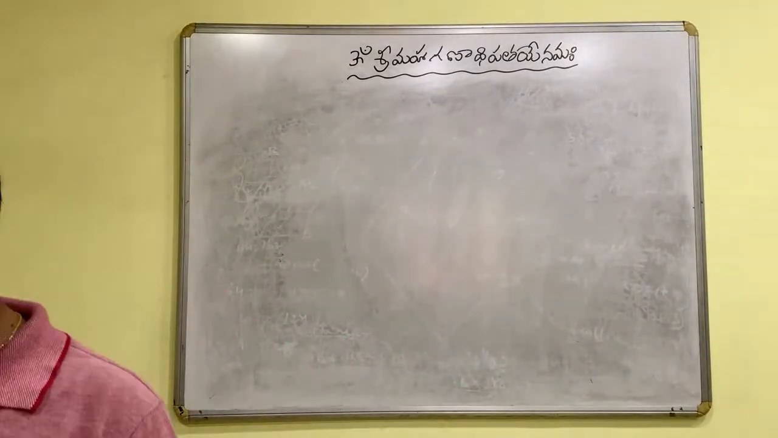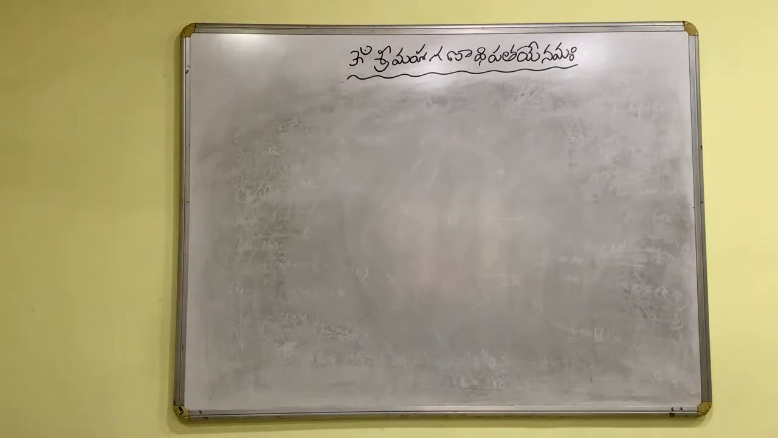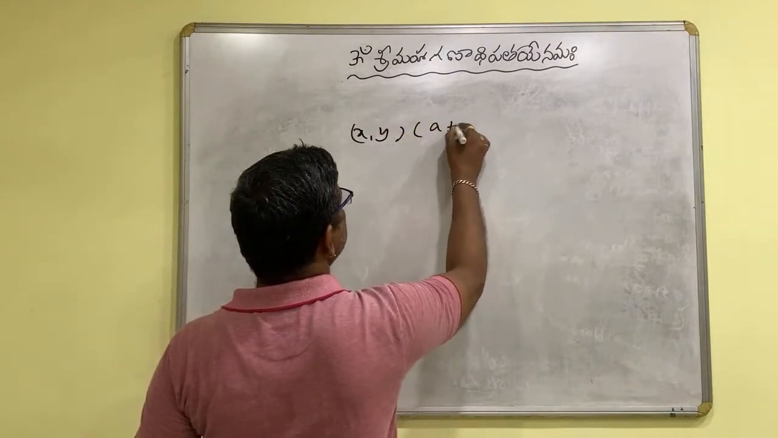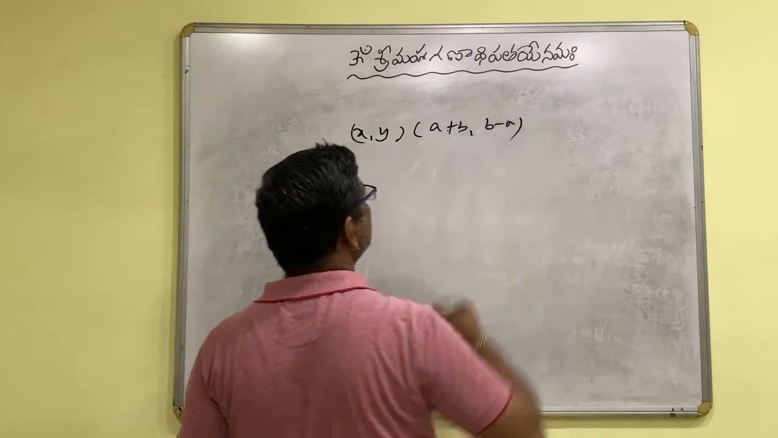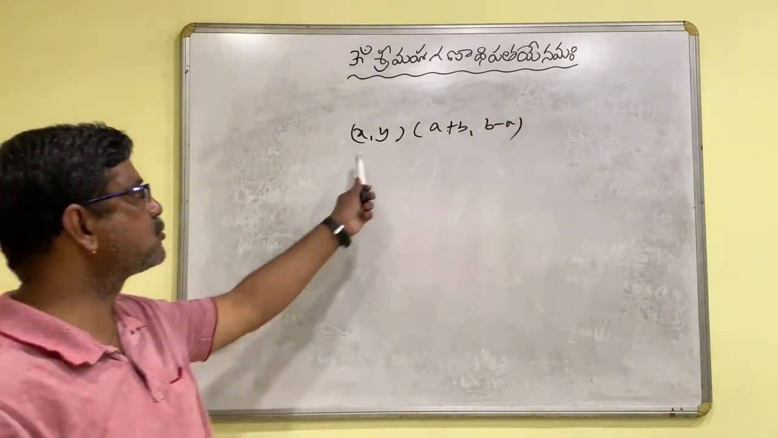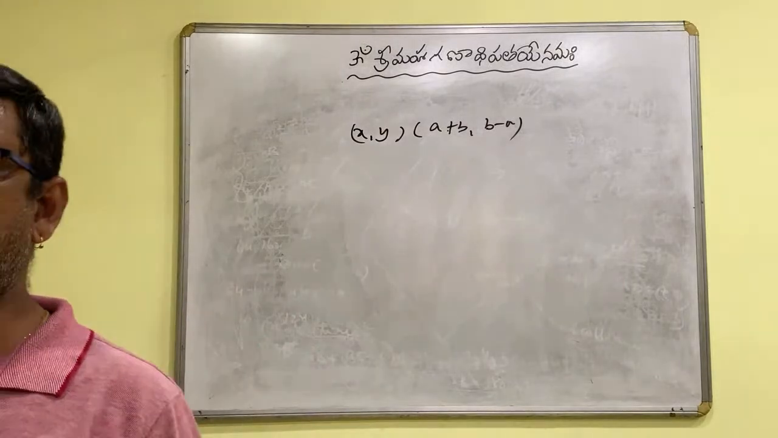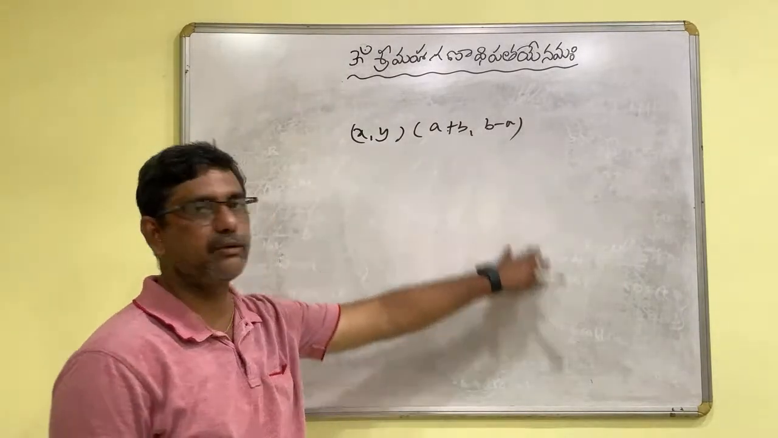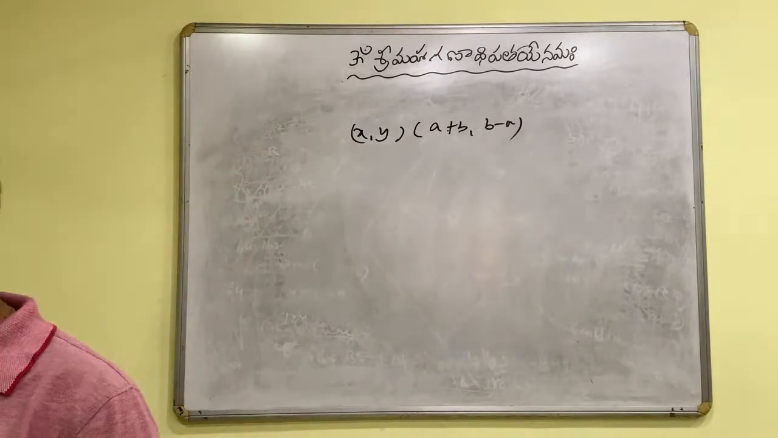She is asking one problem. The points are x comma y, and a plus b, b minus a. Children, find the distance between these 2 points and tell me the answer. Fast, quickly.